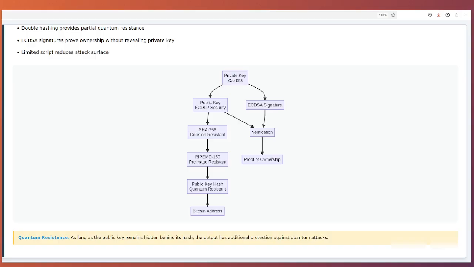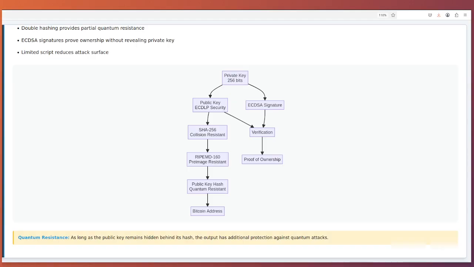Shor's algorithm, which could theoretically run on a sufficiently large quantum computer, can solve the discrete logarithm problem in polynomial time. However, quantum computers cannot reverse hash functions faster than classical computers, since Grover's algorithm only provides a quadratic speedup. This means that as long as your public key remains hidden behind its hash, your funds have significantly more protection against future quantum attacks. Once you spend from an address and reveal your public key, this additional protection is lost, which is why best practices recommend never reusing addresses.